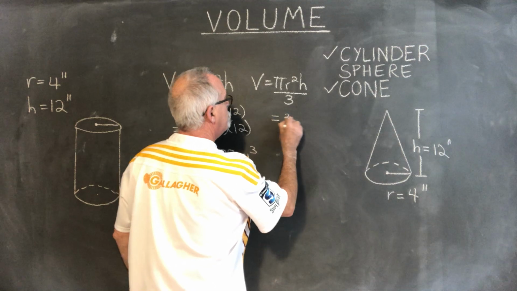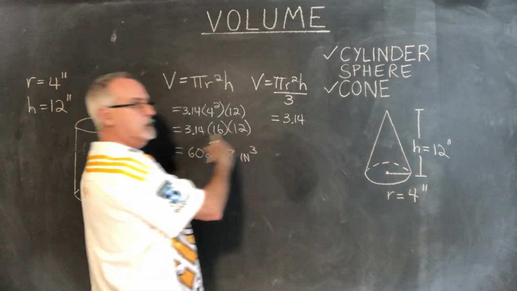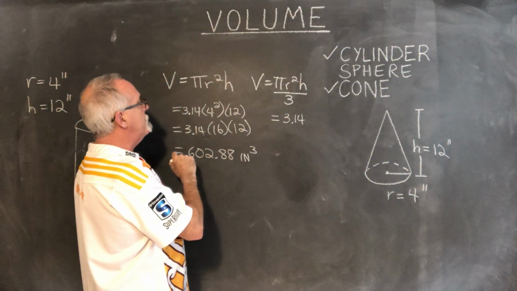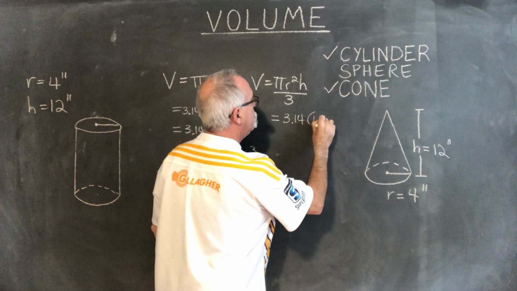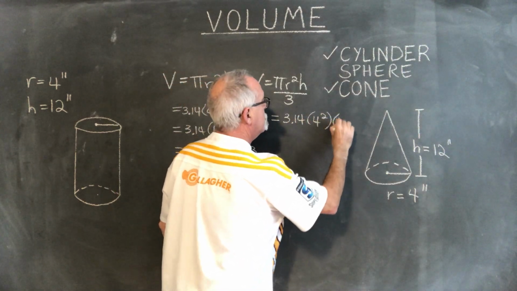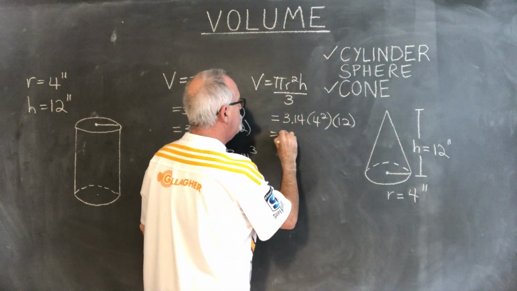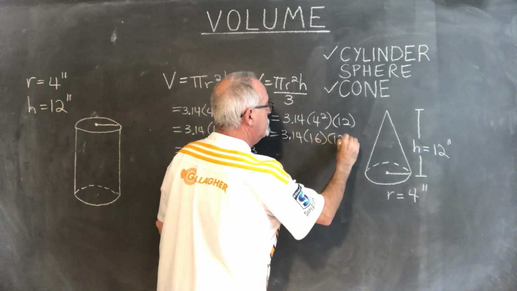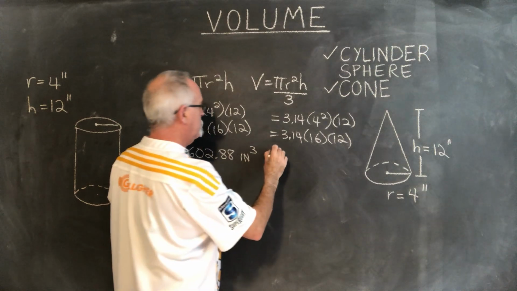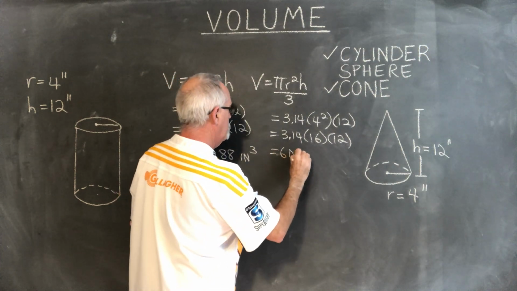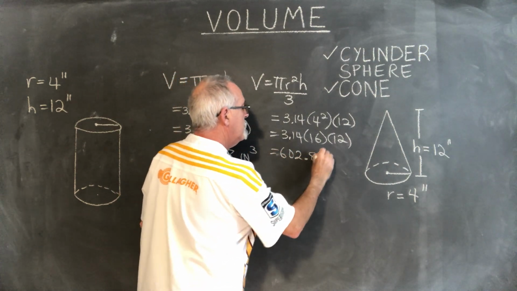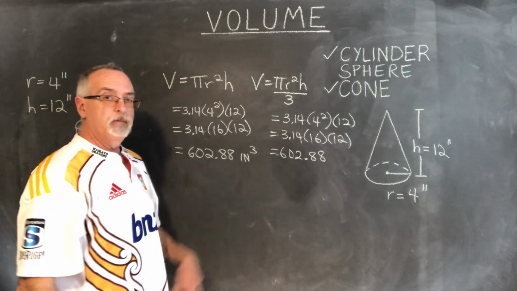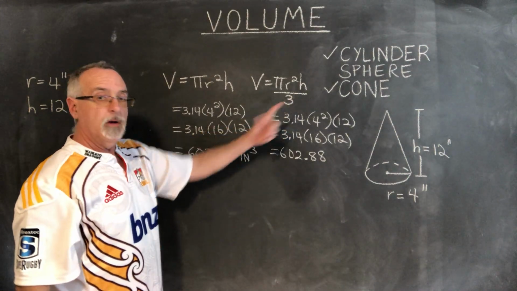Let's do this, let's finish it. We still have 3.14. We all know what's going to happen because it's not going to look very different than here. 3.14 times 4 squared times 12, which is 3.14 times 16 times 12, respecting the order of operations, which is 602.88, but I am not going to write a unit of measure yet because I still have to divide by 3.